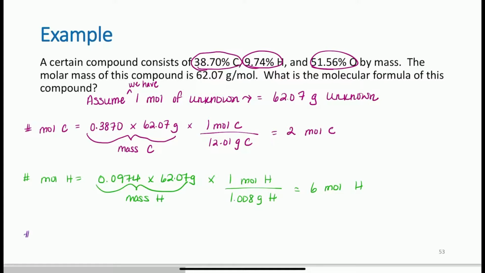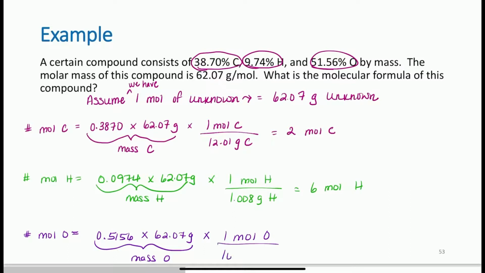Lastly, oxygen. Number of moles of oxygen: 51.56% is 0.5156 in fractional form, times 62.07 grams. This is the mass of oxygen. Now I've got grams of oxygen. I'm going to figure out how many moles that is, times 1 mole of oxygen to 16 grams of oxygen. This equals 2 moles of oxygen.